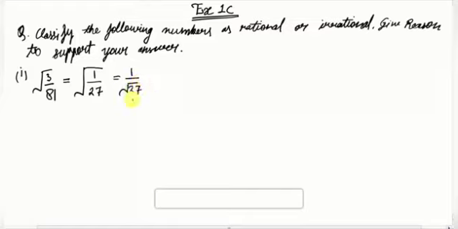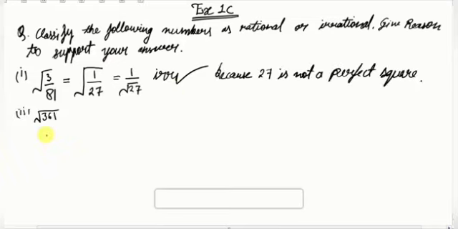Although 27 is a perfect cube, the cube root of 27 is 3, but it is not a perfect square. Here we have to find the square root of 27. That means root 27 is an irrational number, and you are dividing a rational number by an irrational number, which will always give an irrational number, because 27 is not a perfect square.